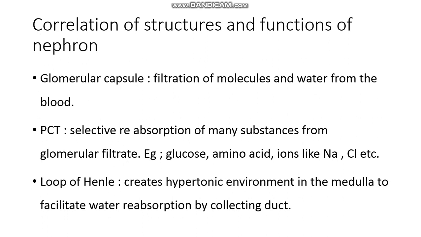Then the function of the proximal convoluted tubule is selective reabsorption of many substances from the glomerular filtrate. After filtration through the glomerulus, the glomerular filtrate is formed, and from this filtrate the PCT, the proximal convoluted tubule, helps in selective reabsorption of substances such as glucose, amino acids, and ions like sodium, chloride, etc.